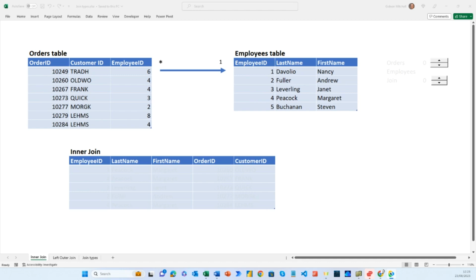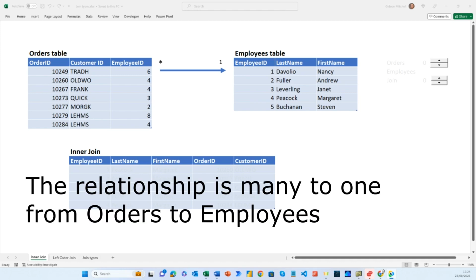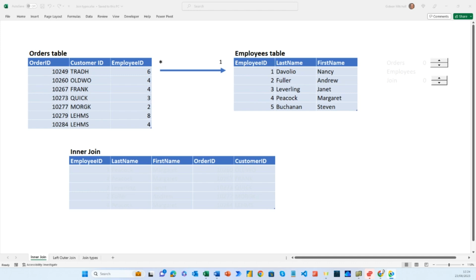But let's just say it is a many-to-one relationship from the orders table to the employees table. So the arrow between the 2 tables represents the relationship. The star on the left-hand end of the arrow means that's the many end of the relationship. The one on the other end shows it's the one end. And what that's really saying is that at the one end in the employees table, the employee ID is unique. Each one of those numbers in the employee ID column only occurs once, and that's what allows us to look up the name of one of the employees given their ID.